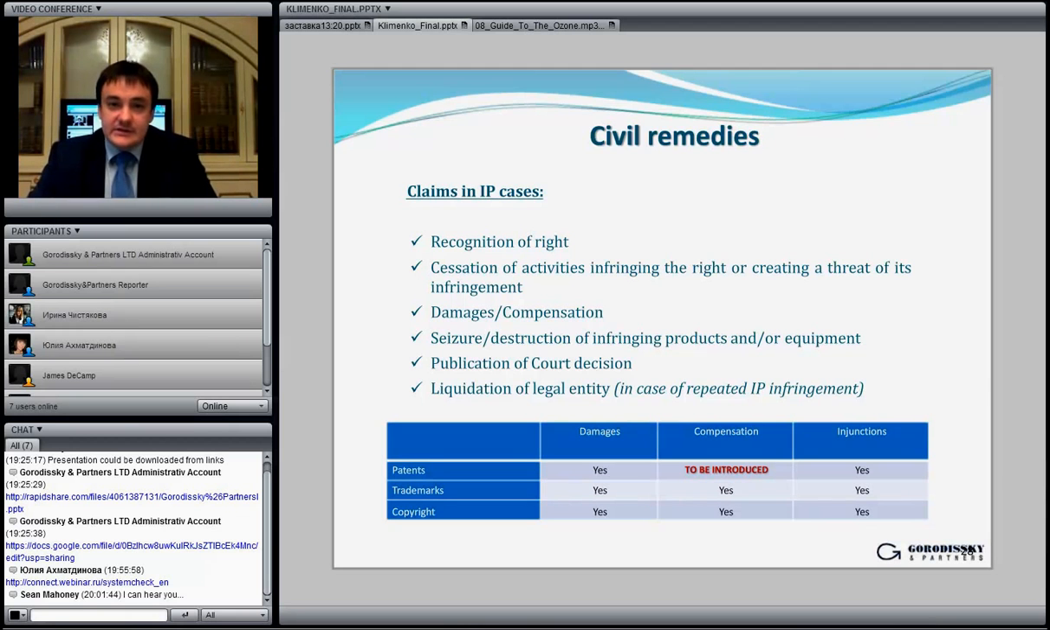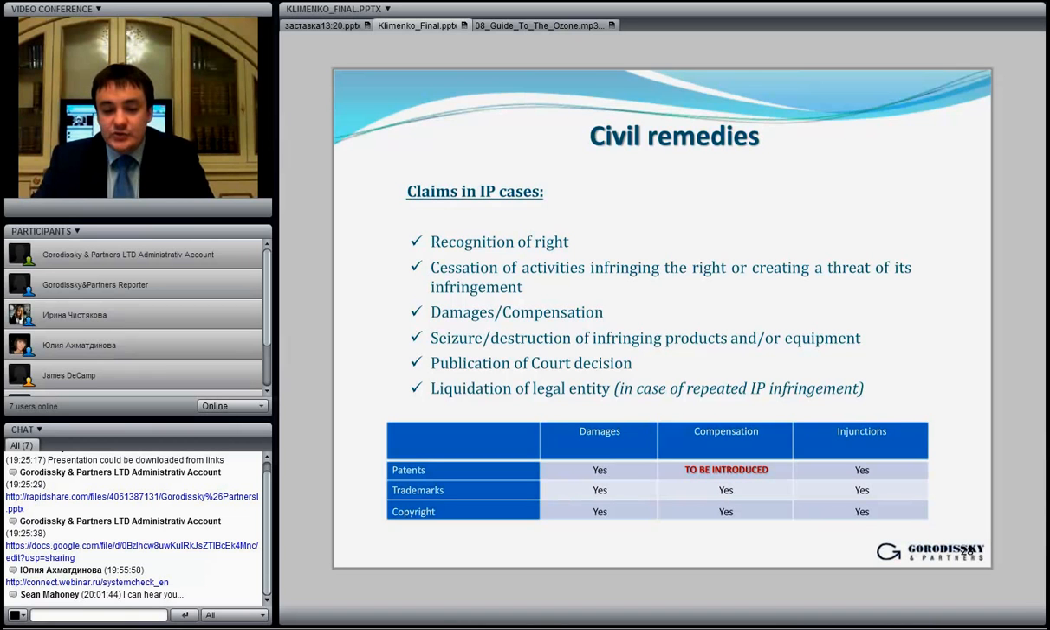As regards the remedies that can be claimed through the civil proceedings, those are recognition of right, cessation of activities infringing the right, and also compensation depending on the subject matter involved. As you can see, compensation nowadays is available with respect to trademarks and copyright only. As regards patents, such a rule is not enforced yet, and there is only a draft bill being discussed in the Russian Parliament, and it's quite possible that in the nearest future we will have a possibility to claim compensation for infringement of patent rights in the Russian court.